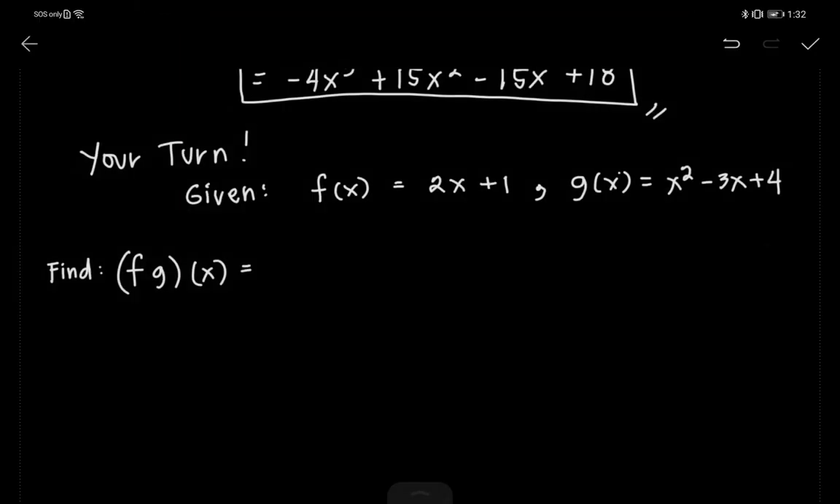Okay, so this time, let us now try to solve this one. Feel free to pause this video if you want to and try to solve this given function. So we have here f of x, which is 2x plus 1, and g of x, which is x squared minus 3x plus 4. Find the value of f of g of x in this situation. Okay? Feel free to pause this video and do it in your scratch paper.